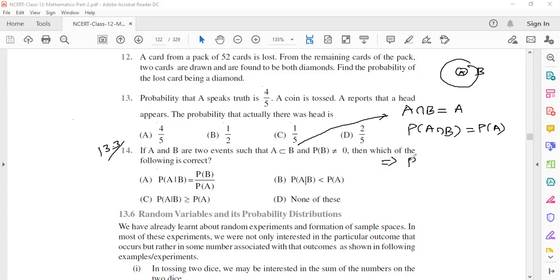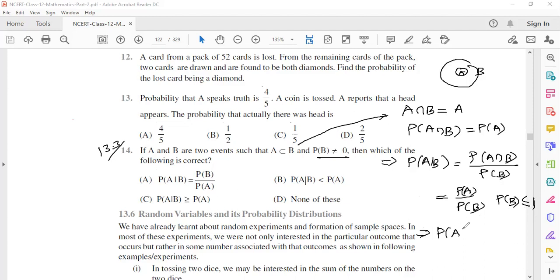and the probability of A when B has already happened equals the probability of A intersection B divided by the probability of B. This is our formula. A intersection B is equal to P(A). And P(B) cannot be 0. Since P(B) is a probability, it is less than or equal to 1. When the denominator is less than or equal to 1, the left side will be greater than or equal to P(A). So therefore our answer is D. D is the correct option.